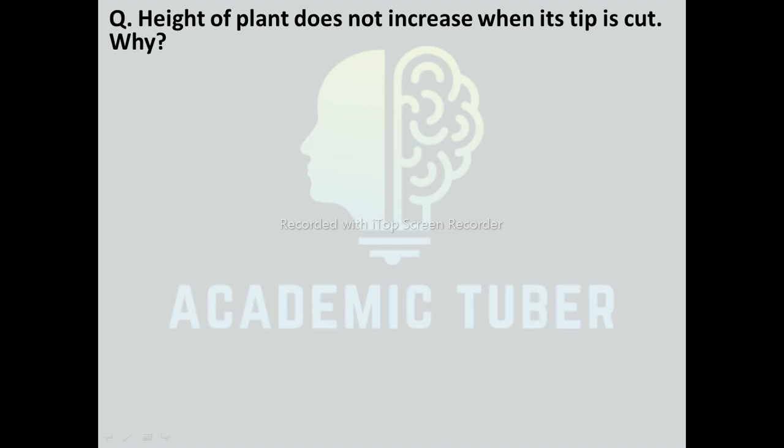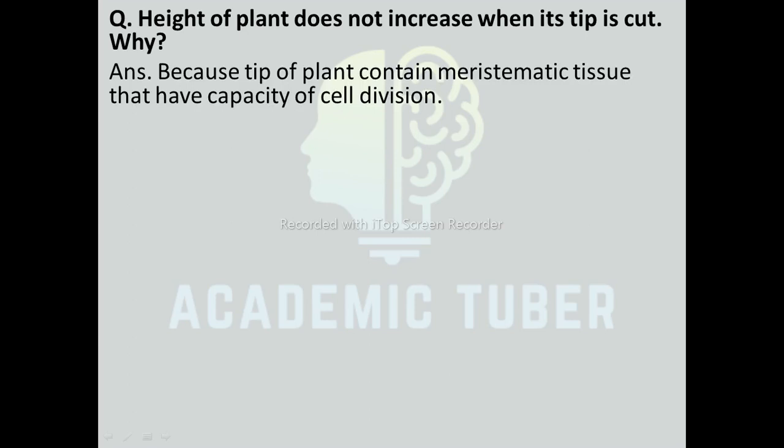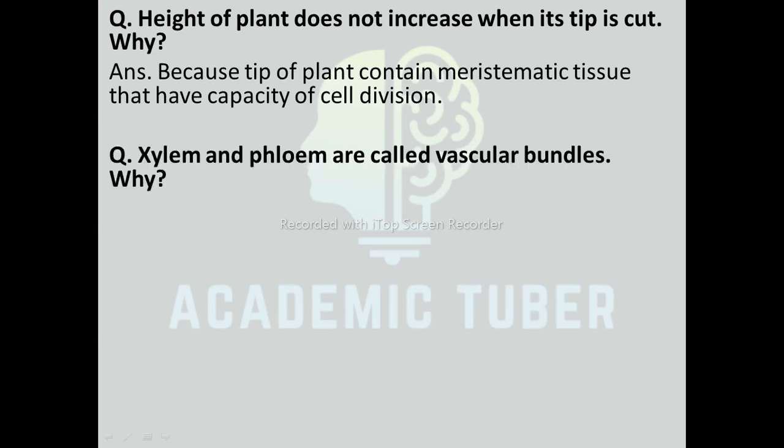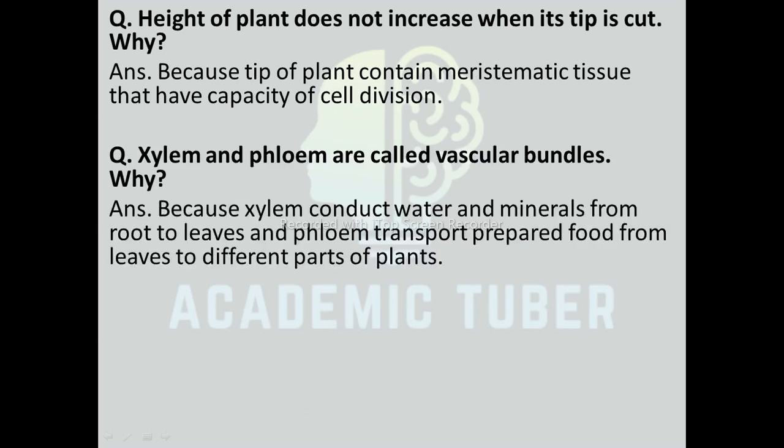Tissue. The height of a plant does not increase when its tip is cut. Why? Because the tip of the plant contains meristematic tissue that has the capacity of cell division. That is the reason the height of the plant does not increase when its tip is cut. Next question. Xylem and phloem are called vascular bundles. Why? Because xylem conducts water and minerals from root to leaves, and phloem transports prepared food from leaves to different parts of the body. As xylem and phloem help in conduction, they are also known as vascular bundles.